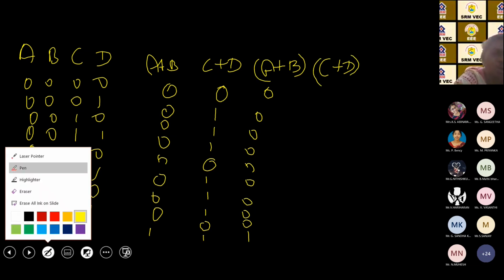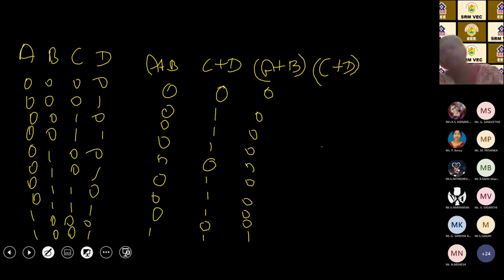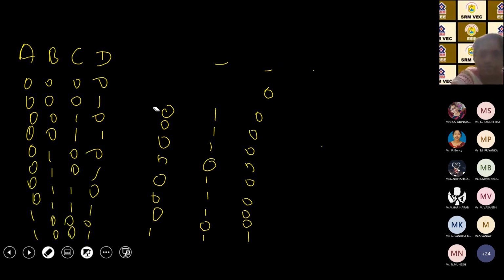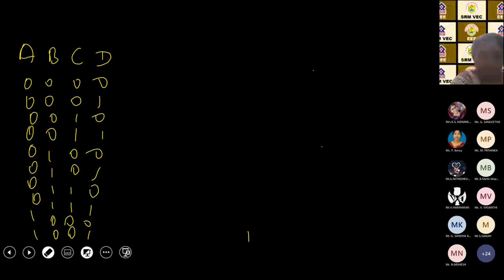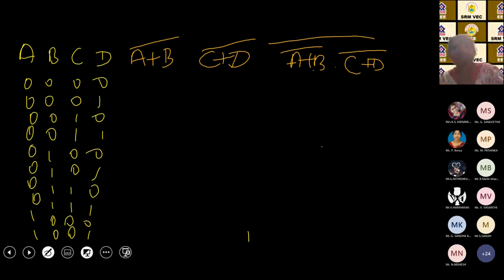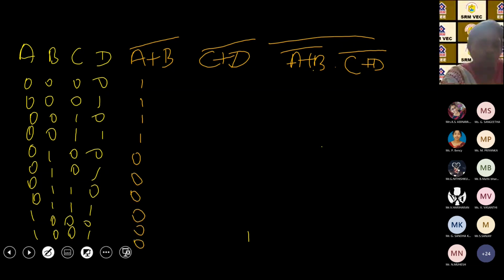So I'm going to continue the same, students. Can you able to understand? Okay, so this is that. Now we'll continue the same for the next one: A plus B the whole bar, C plus D the whole bar, and then the whole bar. What is that actually, students? When you add these two, the answer is 1, but it's a NOR gate, so 0.